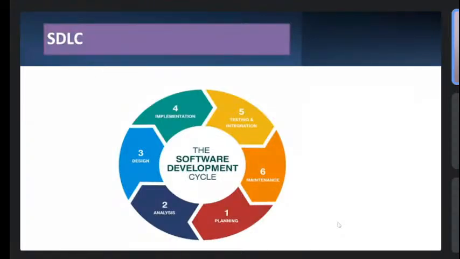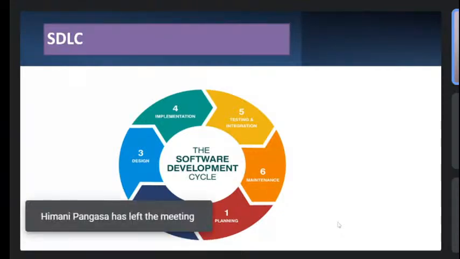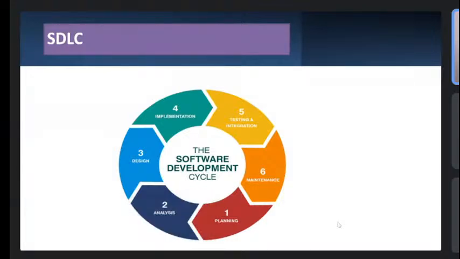Software engineering. What is meant by software engineering? According to the IEEE, it is the application of a systematic, disciplined, quantifiable approach to the development, operations, and maintenance of software. Right? So we all know the software development cycle: planning, analysis, design, implementation, testing, maintenance. Right? In all the phases, we do some operations and then pass it to the next stage.